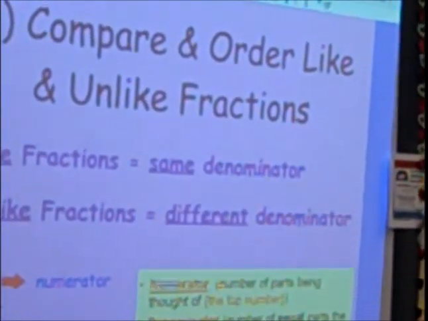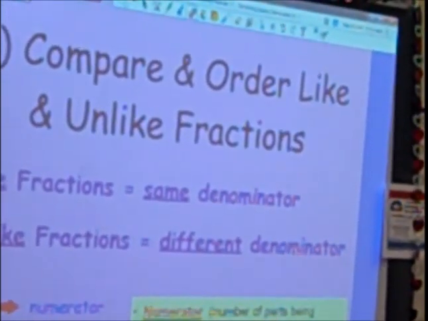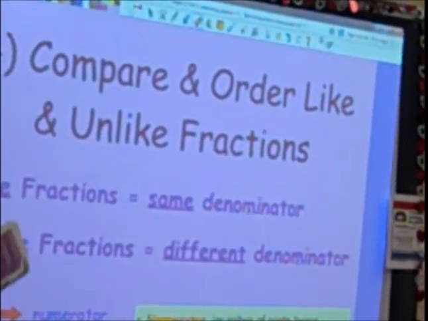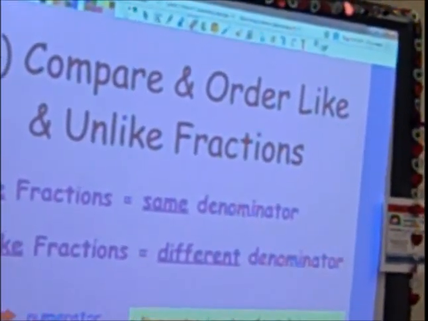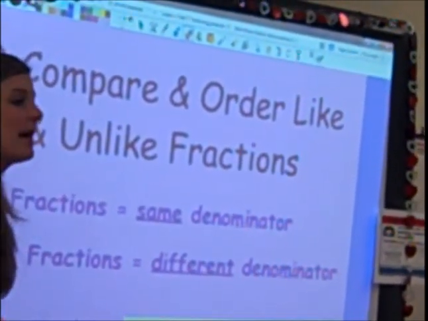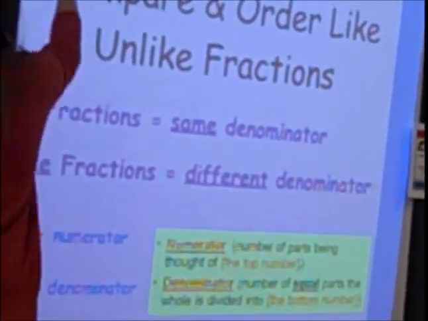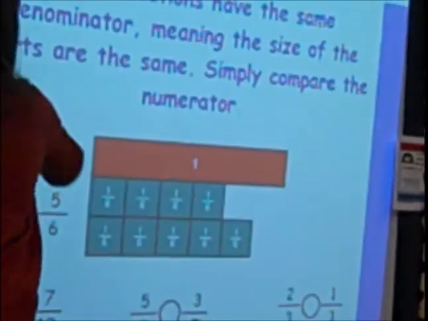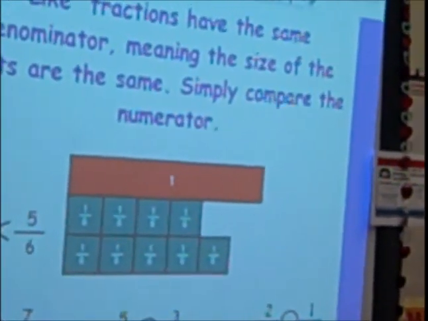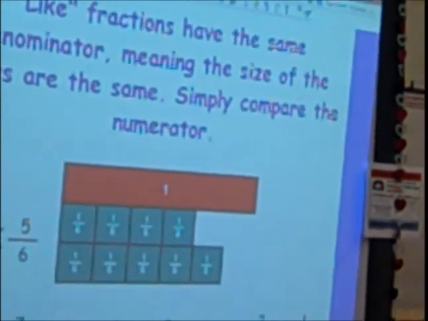Alright, so now we're at comparing and ordering like and unlike fractions. Like fractions are fractions that have the same denominator. Unlike are fractions that have different denominators. Those of us who are having trouble remembering what those parts are, your numerator is the top, the denominator is the bottom. Your denominator is your total number of parts, and the numerator is what you're discussing. So, back here. When you are comparing fractions with the same size parts, or the same denominator, you just look at the numerator. Very simple.